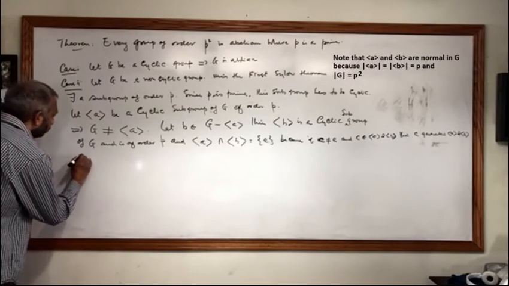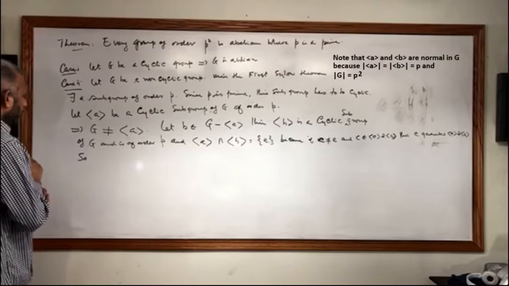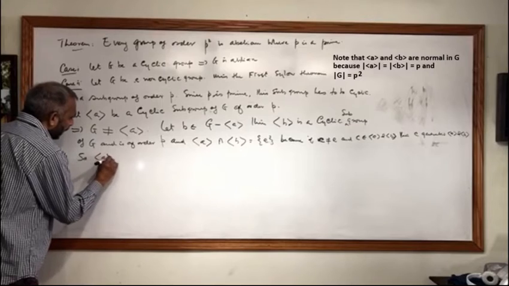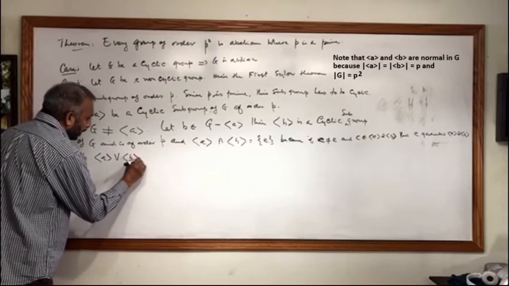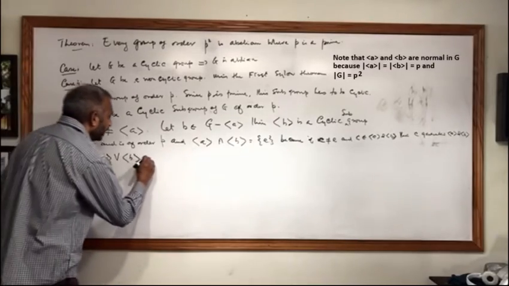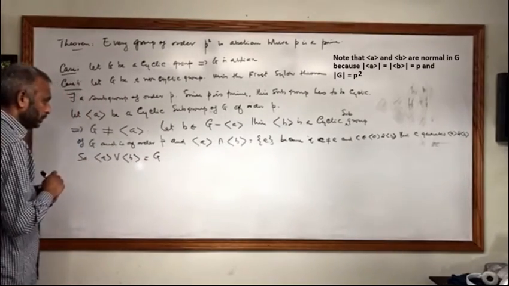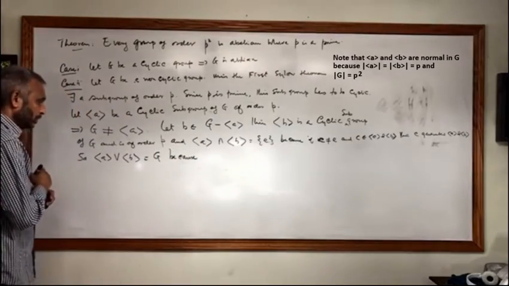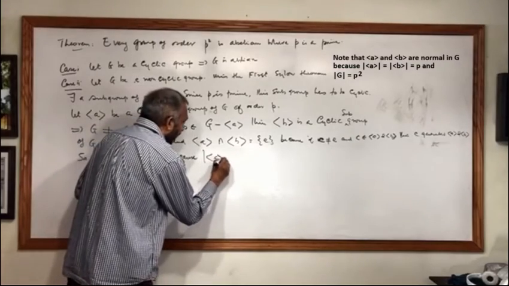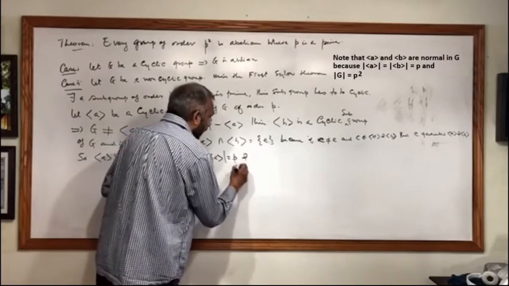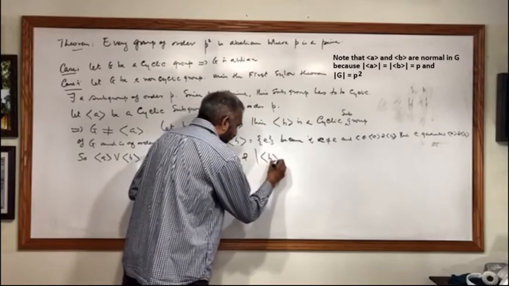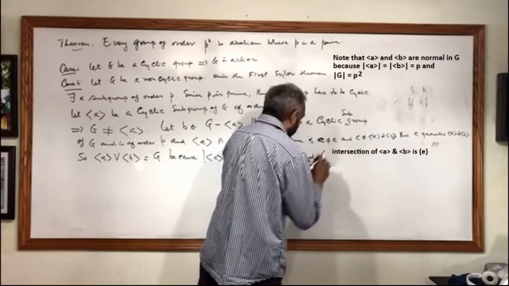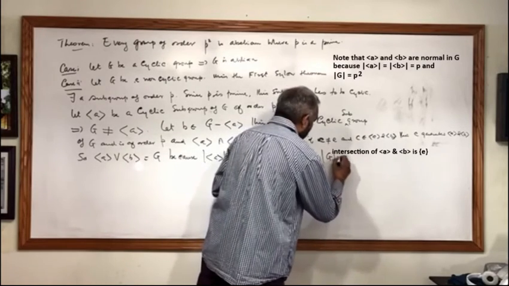Okay, so A join B is equal to G, because the order of A is equal to P, the order of B is equal to P, and the order of G is equal to P square.